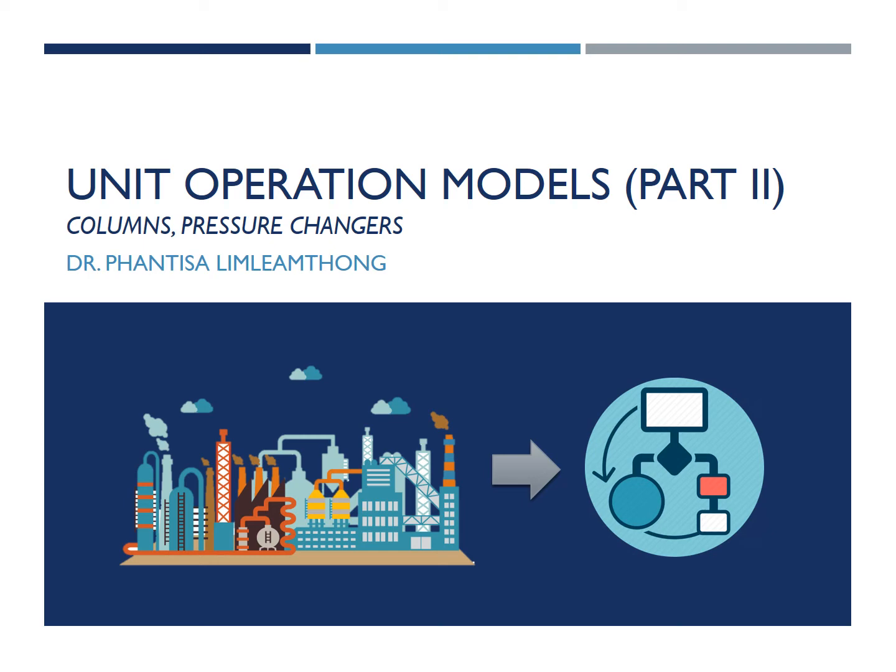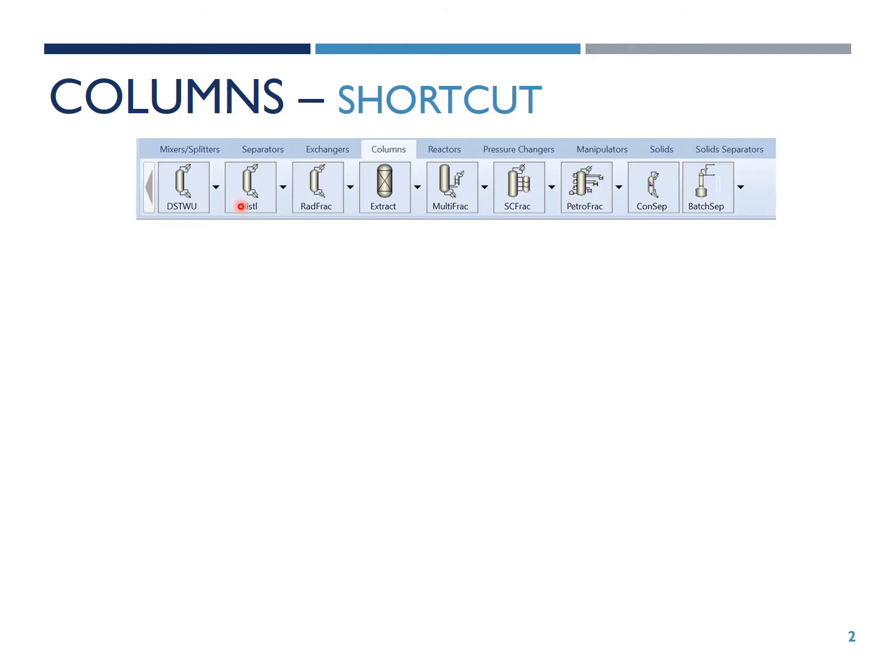This session will introduce you to the models of columns and pressure changers. The Columns model category contains the unit operation models for distillation columns using shortcut and rigorous calculations, and also for liquid-liquid extraction, as follows.